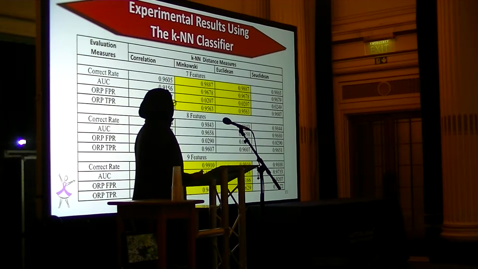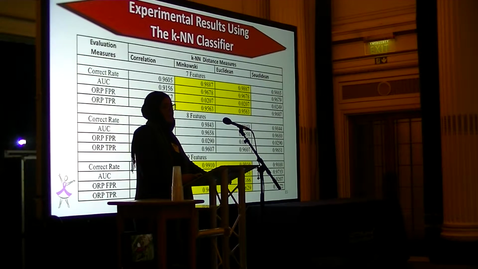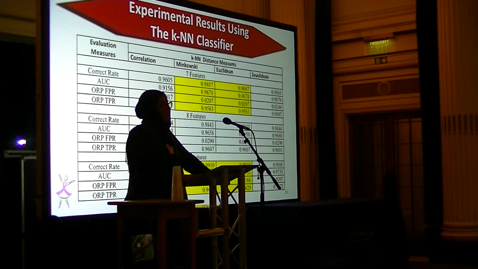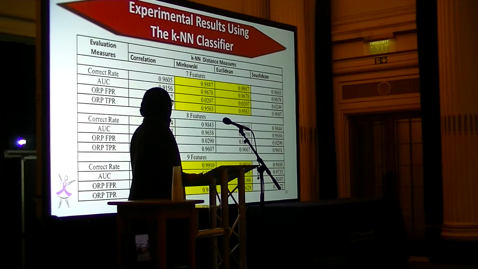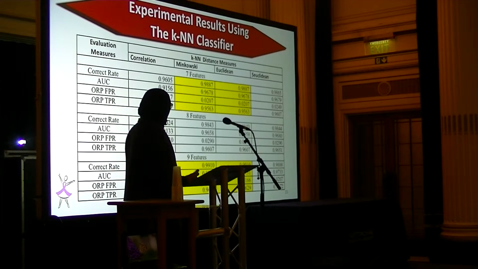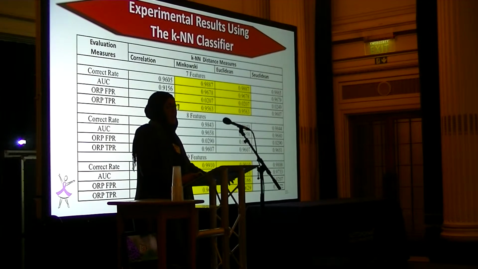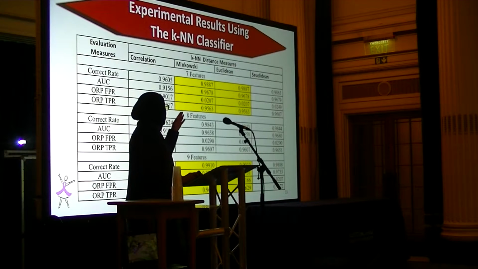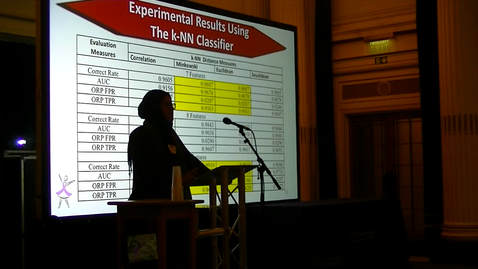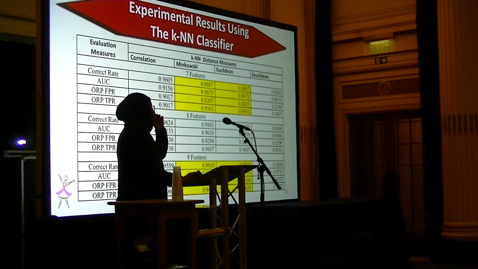Experimental results using the KNN classifier. Several KNN models were created using various distance measures. We use correlation, Minkowski, Euclidean, and Euclidean. The high level of area under the curve and correct rates is achieved when using 9 features and 7 features. And from observing the performance of the KNN classifier, we can see the Minkowski and Euclidean perform more consistently than correlation and Euclidean.